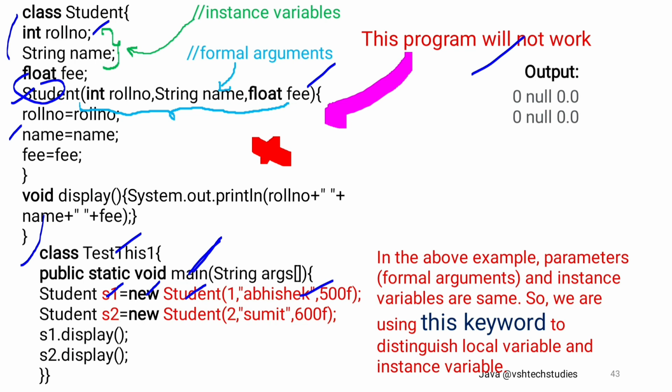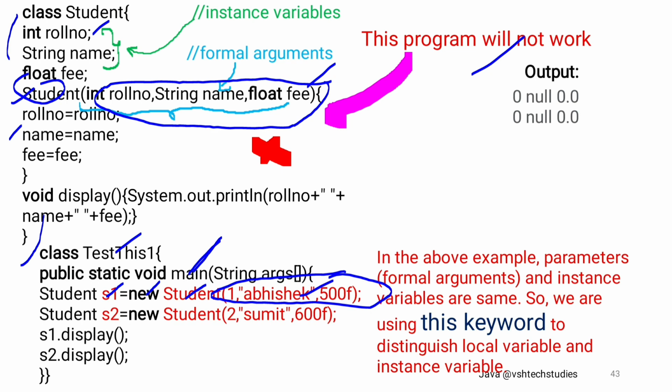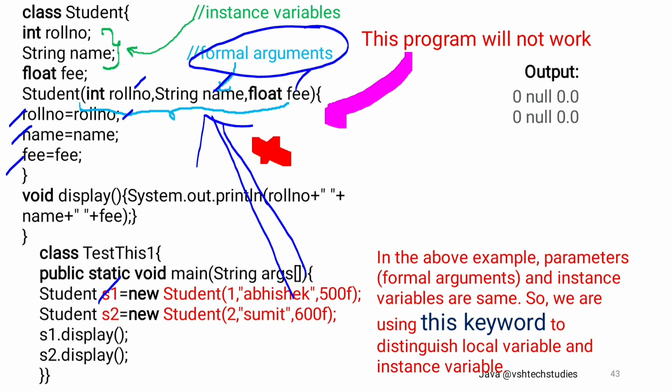Then what happens? These values will be copied into these values. These are called formal parameters. These are called instance variables. When we pass the values to the formal parameters of the constructor, in the constructor we have roll number equal to roll number, name equal to name, fee equal to fee. This is a naming conflict. These three belong to the data fields in the object. Which object? S1, which is created.